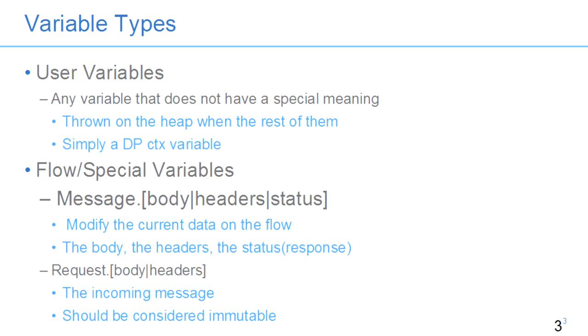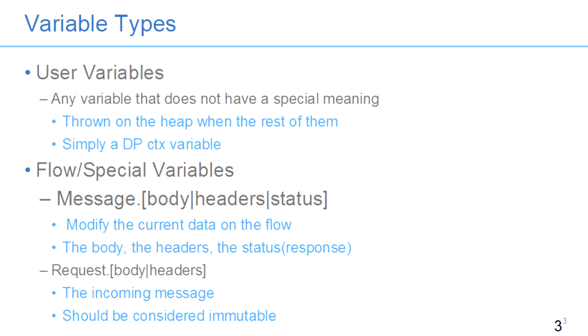Okay, so I guess I already went over this slide. And the user variables, again, have no special meaning. They're basically just a DataPower variable. And then the special variables, the one that's very interesting is message. So message.body represents the current data that's on the flow. So if you use set variable to set the message body to some content, and then do an invoke, for instance, the backend will get whatever you just put in message.body with set variable.